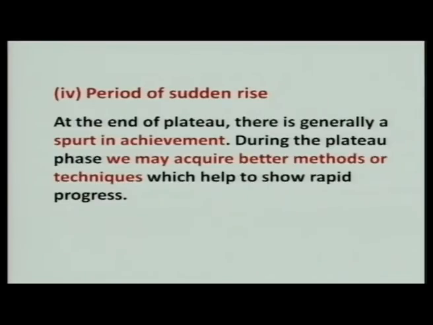After that, again there will be a certain rise at the end of the plateau. There is generally a spurt in achievement. What is it? During this plateau, maybe you have acquired better methods or techniques. Applying those better methods and techniques, you will again start learning very rapidly. So there will be a sudden rise in your learning.